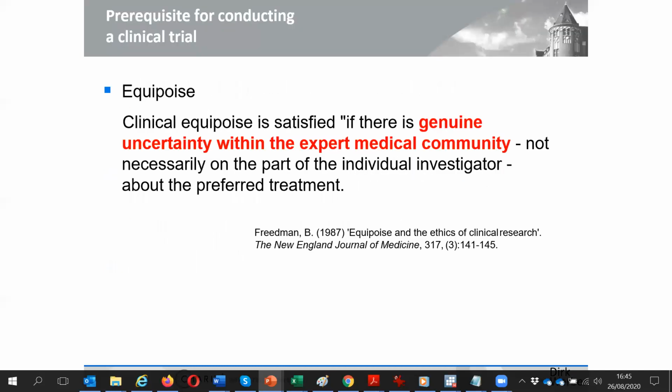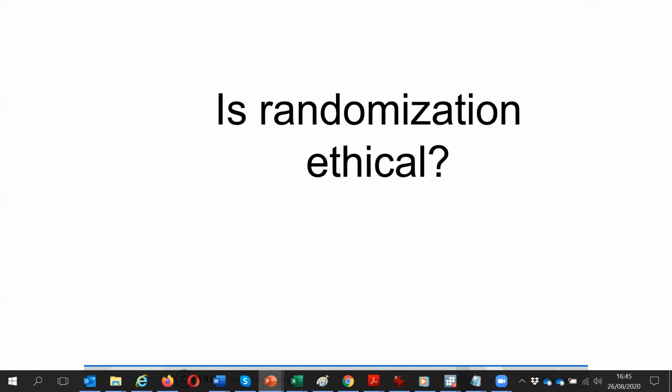Is randomization ethical? I think we discussed this. At times it might not be really ethical. It can be ethical or it can be unethical. I think I gave an example.